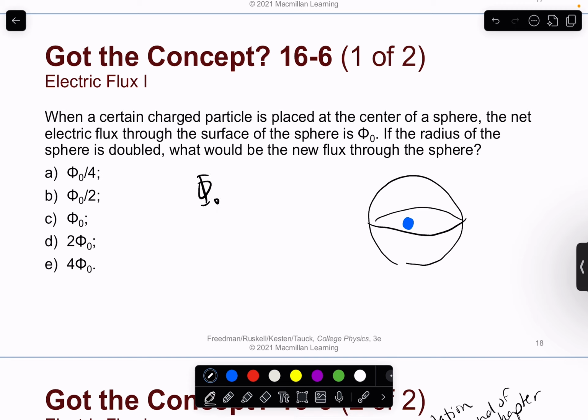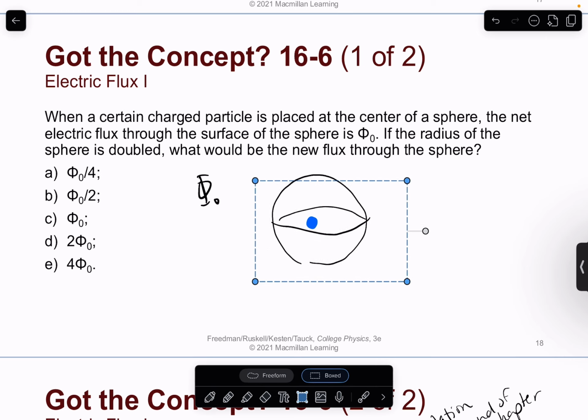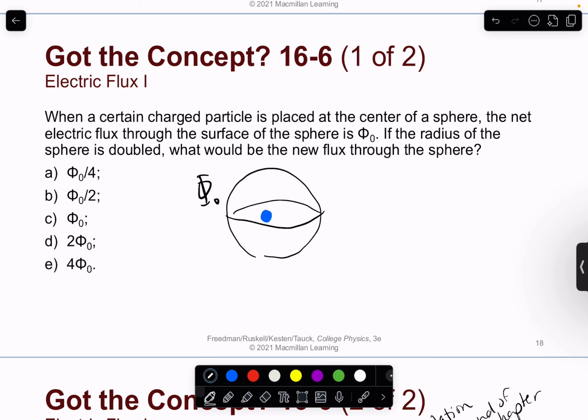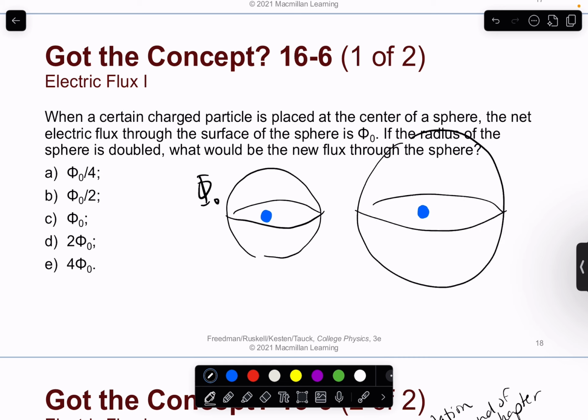If now, instead, we double the radius of the sphere, I should have made that sphere a little smaller. So now we're going to double the radius of the sphere. What will be our new flux? I'll call that flux 2 because we doubled it. What is the flux now? How does the flux change if we make the surface bigger?